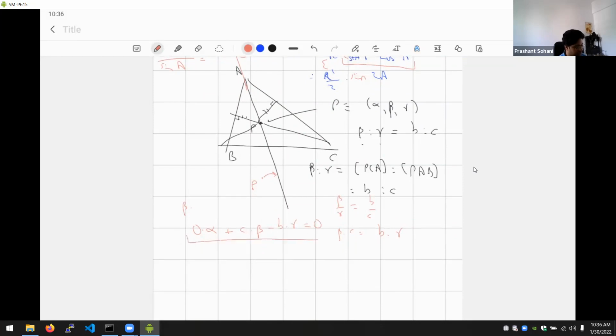So this is the equation of the angle bisector. Okay, so the same if and only if thing happens: any point that lies on the angle bisector is going to satisfy this equation, and any point which satisfies this equation is going to lie on that angle bisector. Okay, is everybody following that?